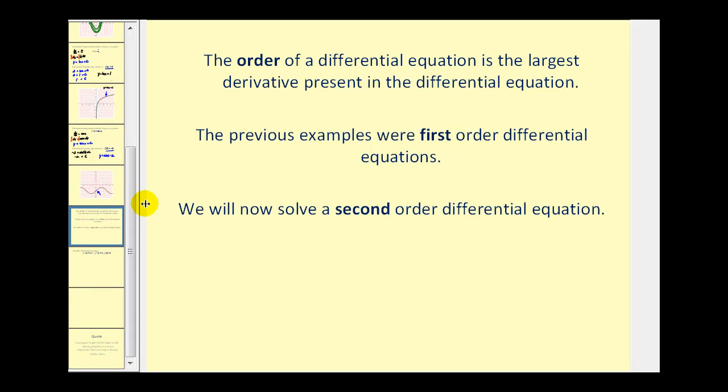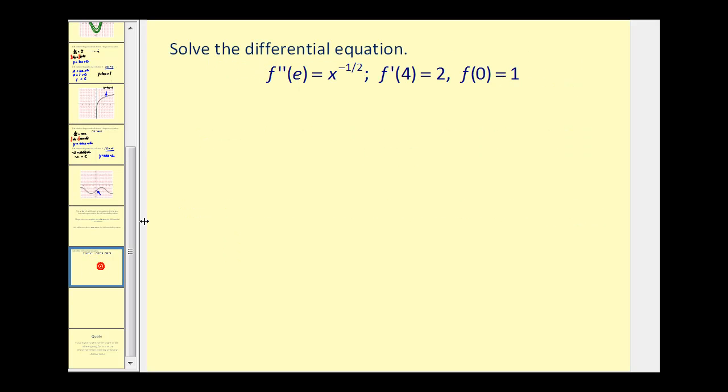Okay, so the order of a differential equation is the largest derivative present in the differential equation. The previous examples were examples of first-order differential equations. Now we're going to take a look at a second-order differential equation. Here we're given f double prime of x is equal to x to the power of negative 1/2, f prime of 4 equals 2, and f of 0 equals 1.